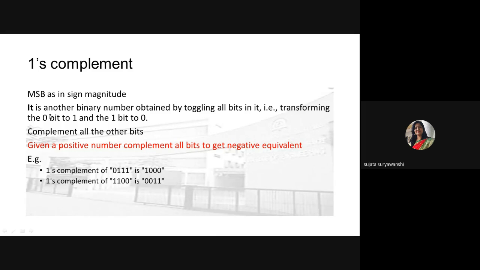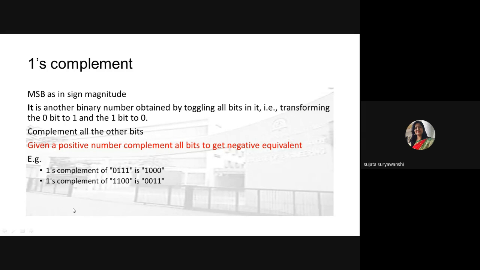Suppose it is another way. Here you complement all the other bits, and in case of sign magnitude, suppose the number is a signed number, meaning positive and negative numbers are given, then you don't have to alter the sign bit. You just have to alter all the remaining magnitude bits.